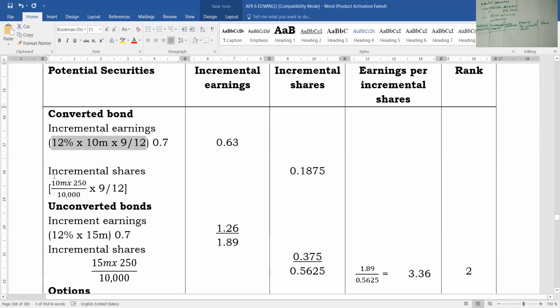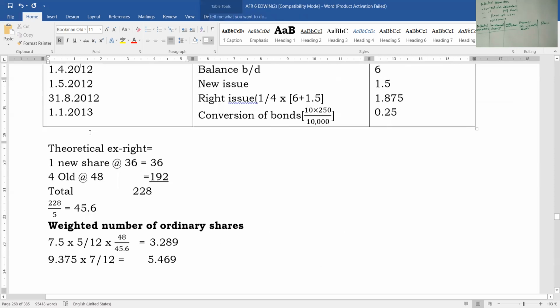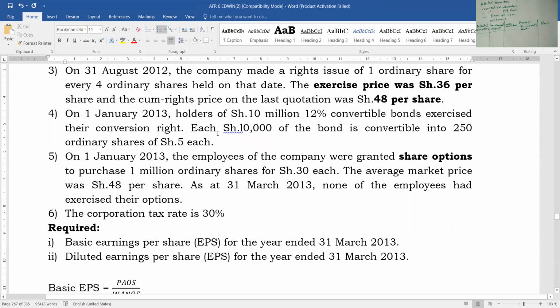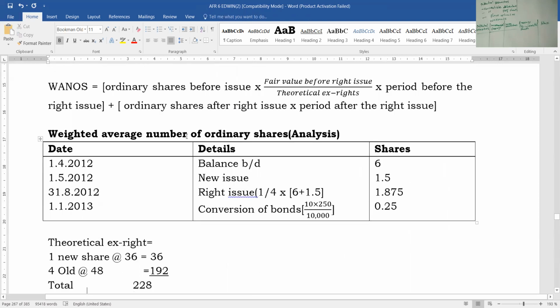Then again, we deal with the incremental shares before we move to the unconverted. Remember, the first thing I'm dealing with is the one which was converted. You remember how they converted that security in the proportion, for every 10,000 of the bond, they converted to 250 ordinary. What about the 10 million? Up to the date of conversion, each 10,000 of the bond is convertible into 250 ordinary shares. They converted 10 million out of the 25. So we have dealt with that, up to the date of conversion, from April to January 1st, 9 months.